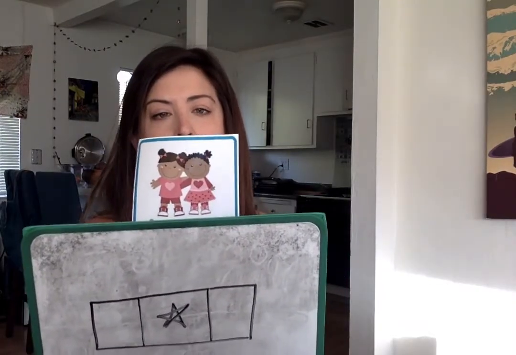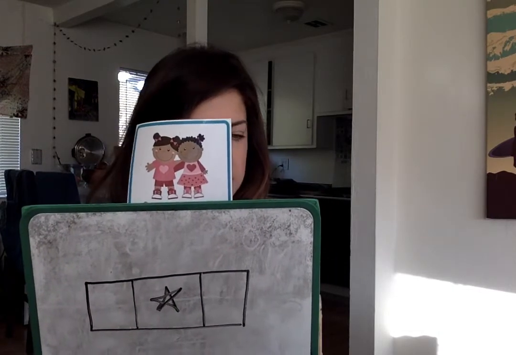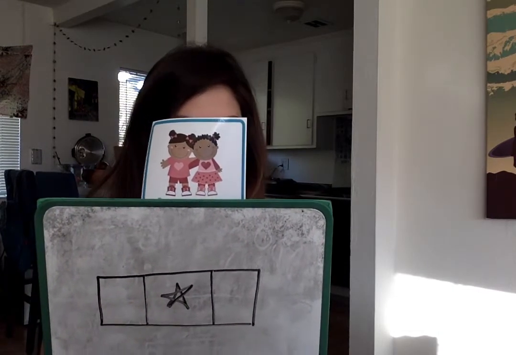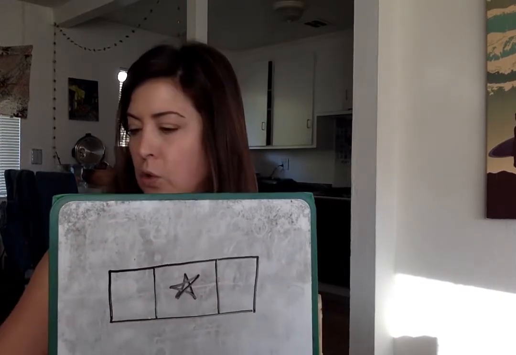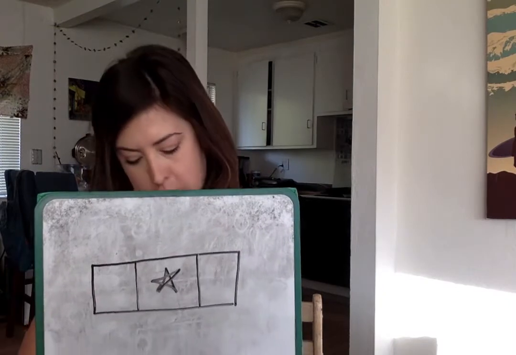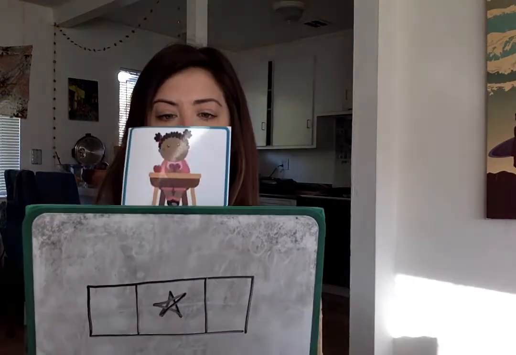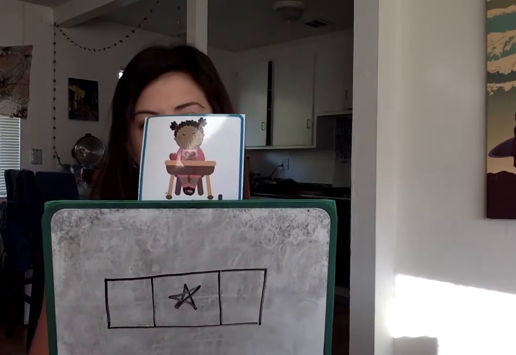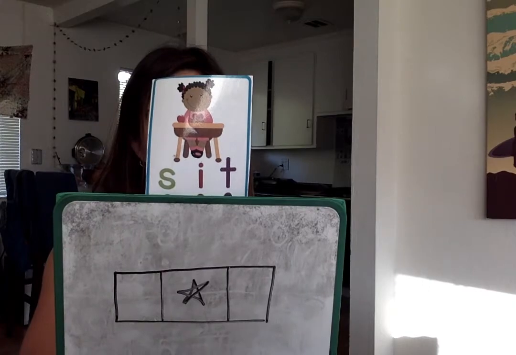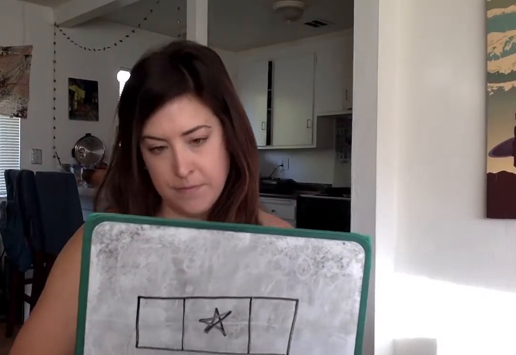The word is hug. What's the middle sound in hug? It's the U. U does not have any other words yet. Sit. The word is sit. What's the middle sound in sit? It was I, the I sound. So that can go with bib and dig.